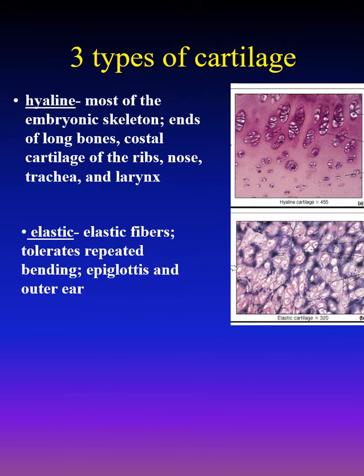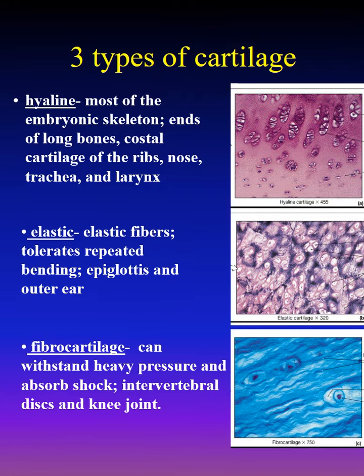The second type of cartilage is elastic cartilage, and this is comprised of elastic fibers, and so this tends to be very flexible, and it has less ground substance than hyaline cartilage. And so because of the elastic fibers, that's why we're able to bend our outer ear in multiple directions. We also find elastic cartilage within our epiglottis, which moves up and down as we ingest food.